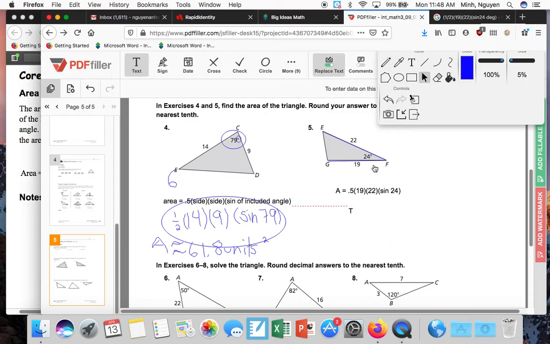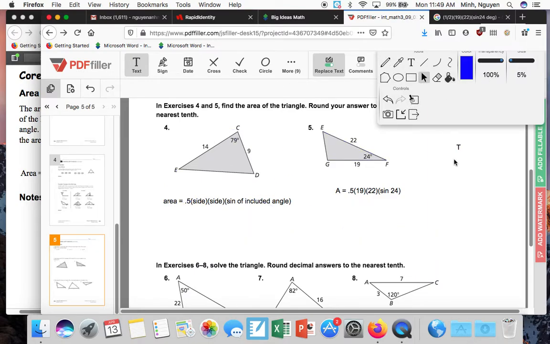So this will be 85 square units. If you just want to write unit square, like I did over here, that's totally cool too. I'm just giving you another option. Okay, so that's that.